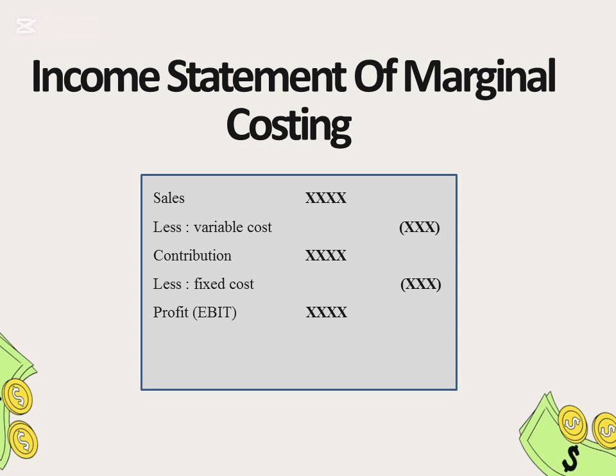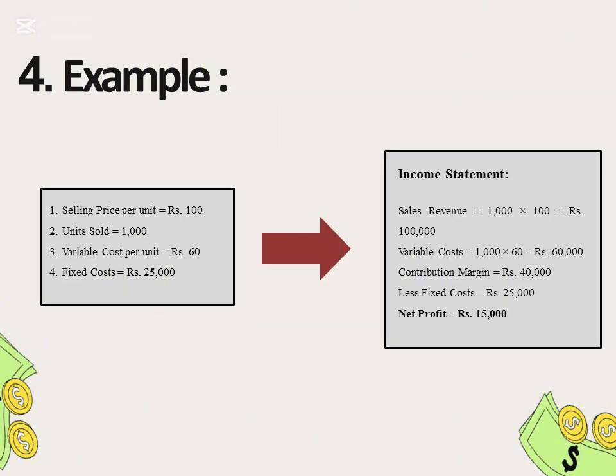Fourth, less fixed cost: costs that remain constant regardless of output. Example, rent, salaries. Profit, EBIT, earnings before interest and tax: final profit before tax and interest.